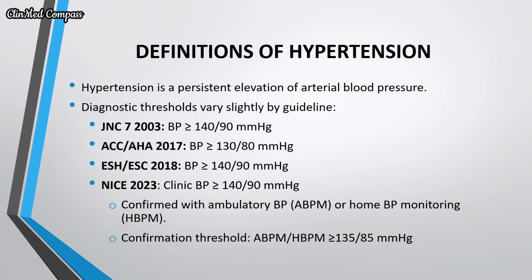So, what is hypertension? Simply put, it is a persistent elevation of arterial blood pressure. Different guidelines have their own diagnostic threshold. For example, the JNC7 uses a threshold of 140/90 as definition of hypertension. The ESH also uses 140/90 millimeters of mercury. However, the American College of Cardiology uses a lower threshold of 130/80 millimeters of mercury.